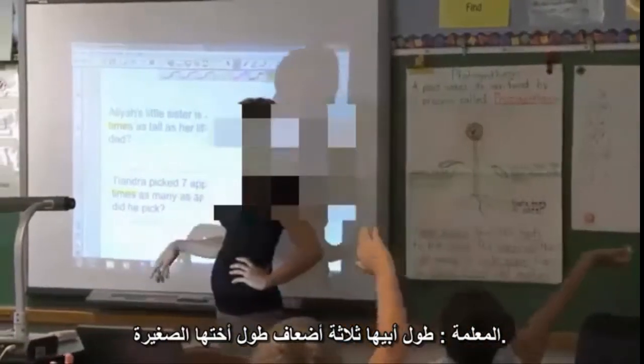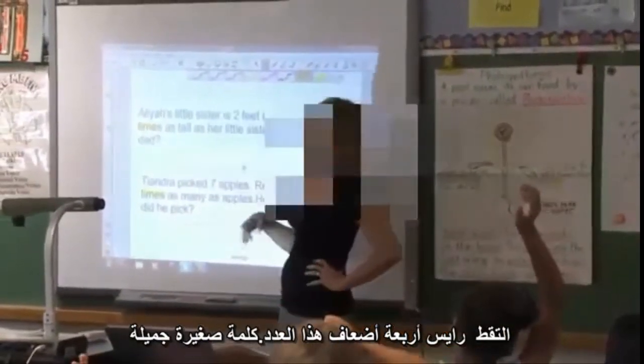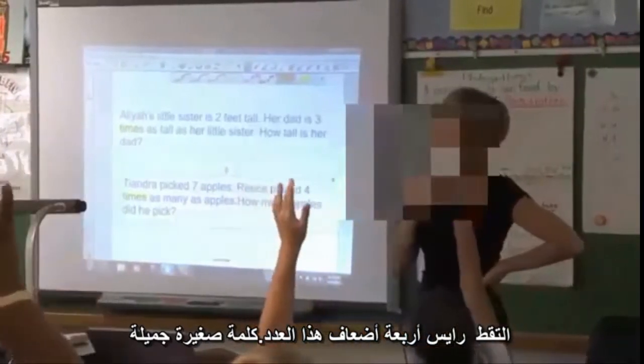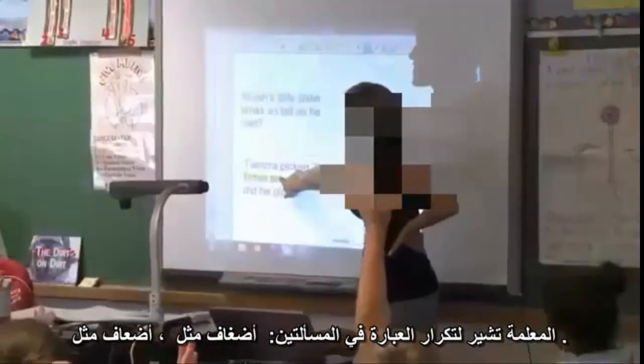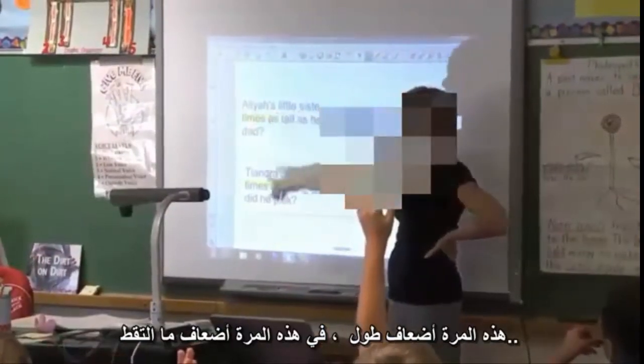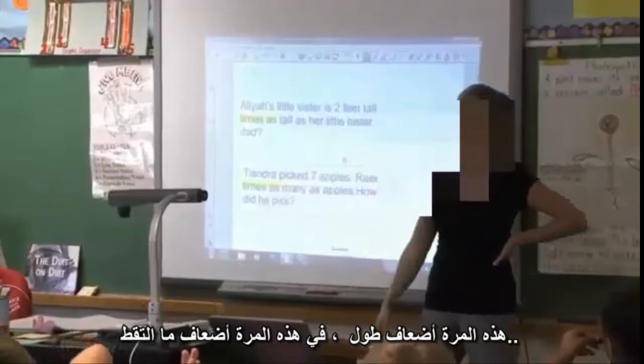Her dad is 3 times as tall as her little sister. Reese picked 4 times as many. That's a little bitty word. As many. Say it again. As many. Times as. This one's times as tall. This one's times as many.